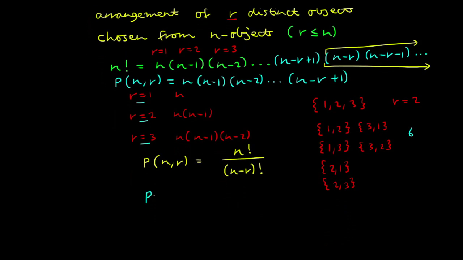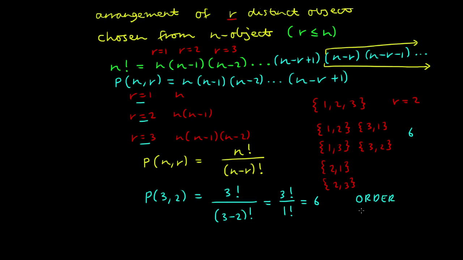So therefore P(n, r), where n is 3 and r is 2, is equal to 3 factorial over 3 minus 2 factorial, which gives 3 factorial over 1 factorial, which is 6 ordered arrangements. So as we can see, with r-permutations, order matters. So effectively this ordered pair, 1, 2, is different to 2, 1 for example.